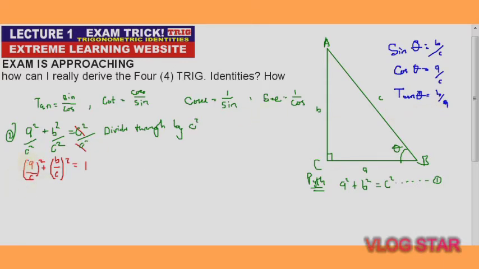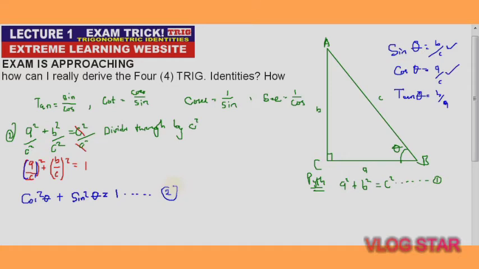Now the a over c we have here, we look for it on this side. We saw a over c is cos theta. So we have cos squared theta, remember it's carrying a square up here, plus b over c. Now b over c is sine, so this is sine squared theta. Cos squared theta plus sine squared theta gives us 1. So this is the number 2 trig identity.